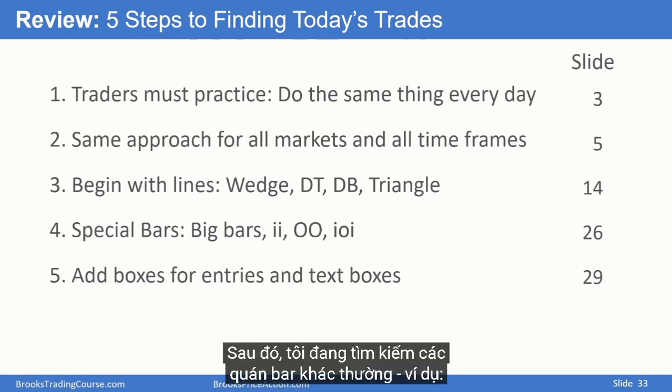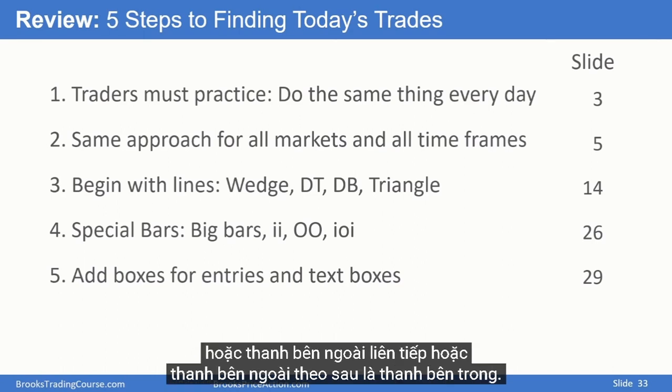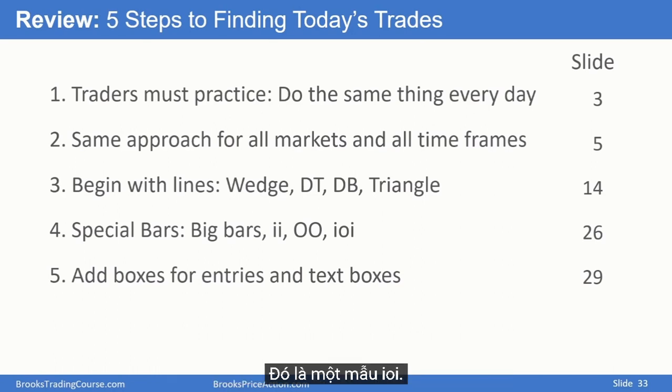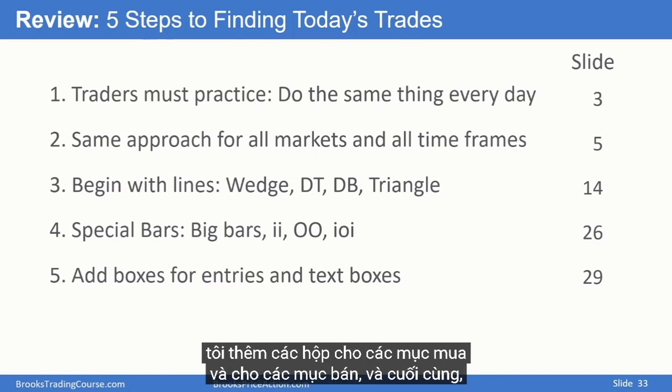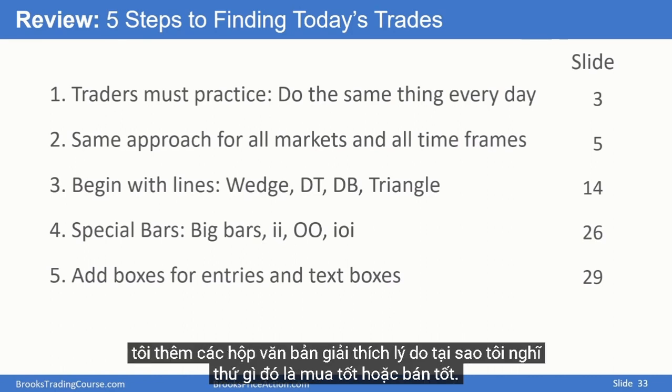After that, I'm looking for unusual bars. For example, big bars or a series of big bars, surprise bars. I also look for small patterns like consecutive inside bars or consecutive outside bars, or an outside bar followed by an inside bar. That is an IOI pattern. And finally, on my daily charts that I mark up for my website, I add boxes for buy entries and for sell entries. And then finally, I add text boxes that explain why I think something is a good buy or a good sell.